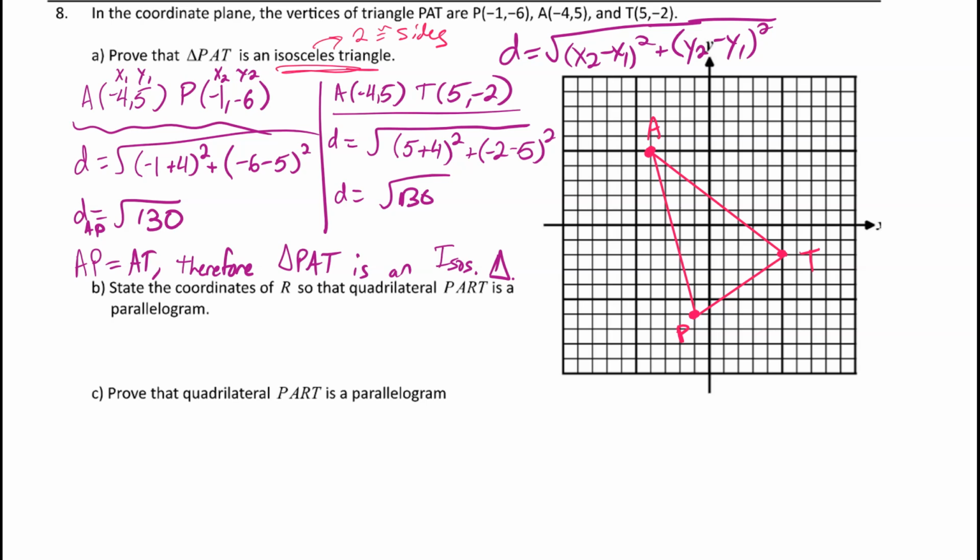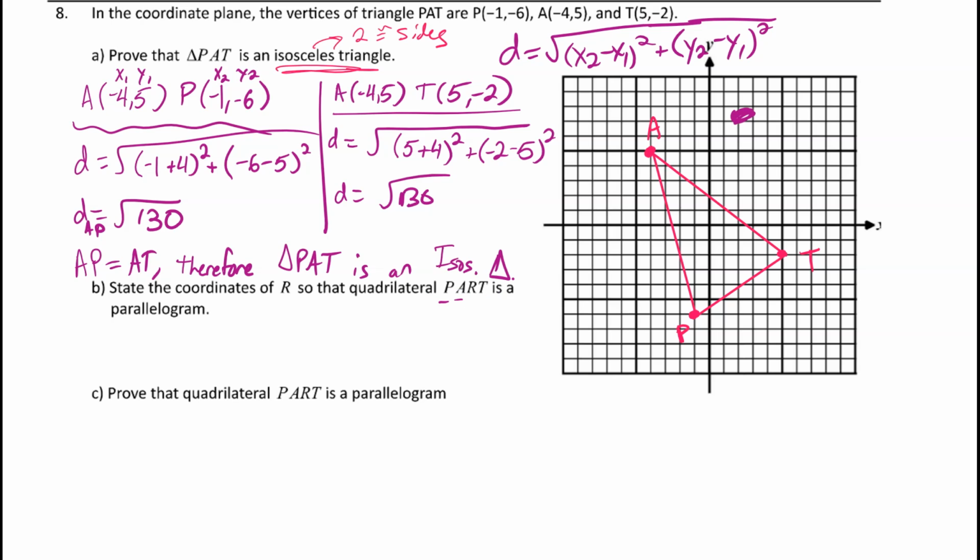Now, for part B, it says state the coordinates of R such that quadrilateral PART is a parallelogram. Now, when I plot R, there's 2 points that make this a parallelogram. It's going to be something over here I could plot, and something over here I could plot. But if I want this to be PART in that order, it's got to be this point up here such that when I trace it around, it spells PART in either a clockwise or a counterclockwise motion. The question is how to get that point.